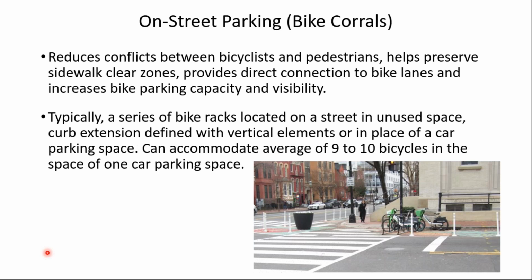You could have on-street parking, what are called bike corrals. Here, this is Washington, D.C. Notice, I guess this was an on-street parking space that now is allocated through the use of pavement markings and these vertical elements. This is now a bicycle corral for on-street bicycle parking.